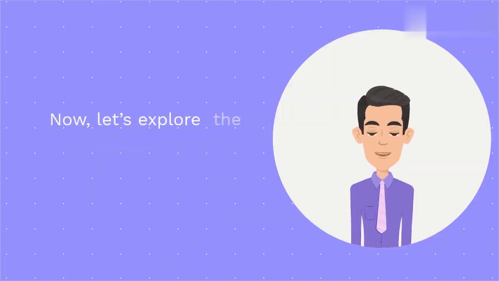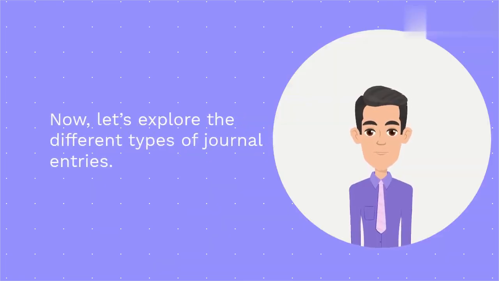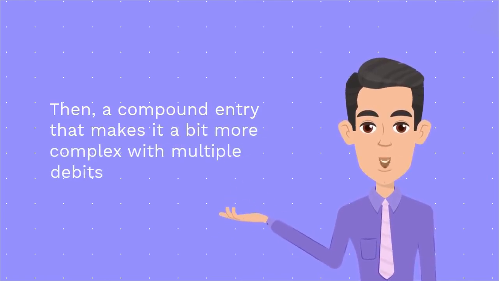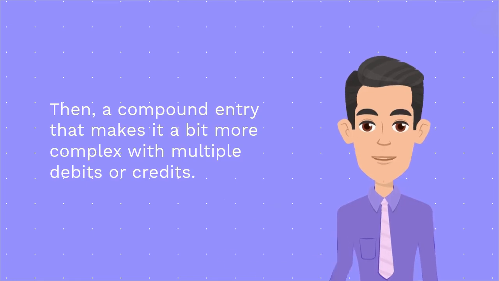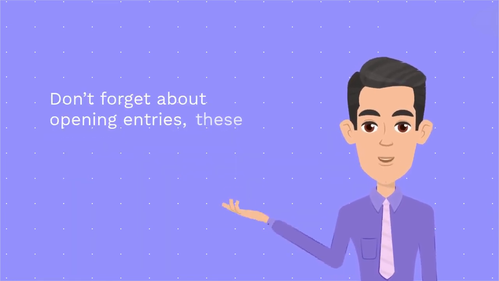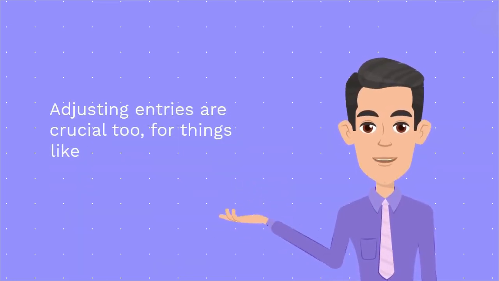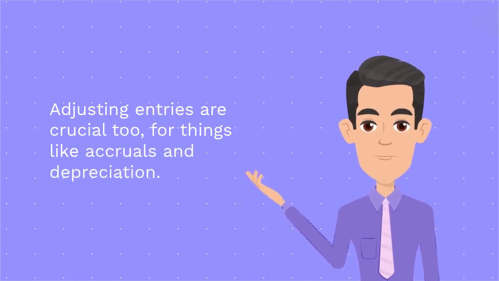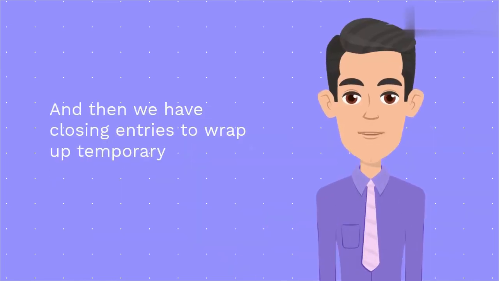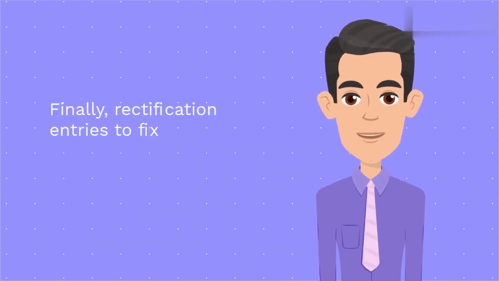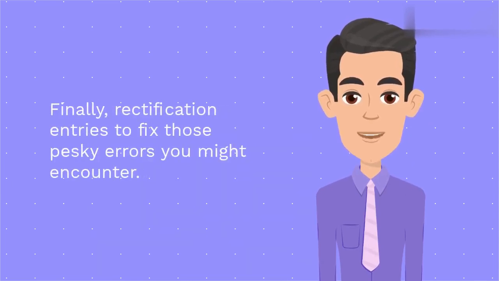Now, let's explore the different types of journal entries. We have simple entries, just one debit and one credit. Then, a compound entry that makes it a bit more complex with multiple debits or credits. Don't forget about opening entries, these record balances at the start of the accounting period. Adjusting entries are crucial too, for things like accruals and depreciation. And then we have closing entries to wrap up temporary accounts at the end of the period. Finally, rectification entries to fix those pesky errors you might encounter.